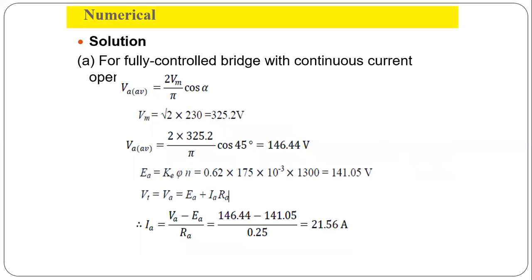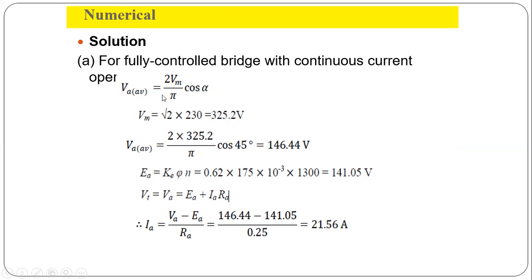So let us do the solution. For that we have to find out for two cases, fully controlled and half controlled. First we will solve for the fully controlled bridge with continuous current operation. So let us write the first formula, the average output voltage, that is 2 Vm by pi cos alpha. As you know, Vm means root 2 into 230, so that will be 325 volt.